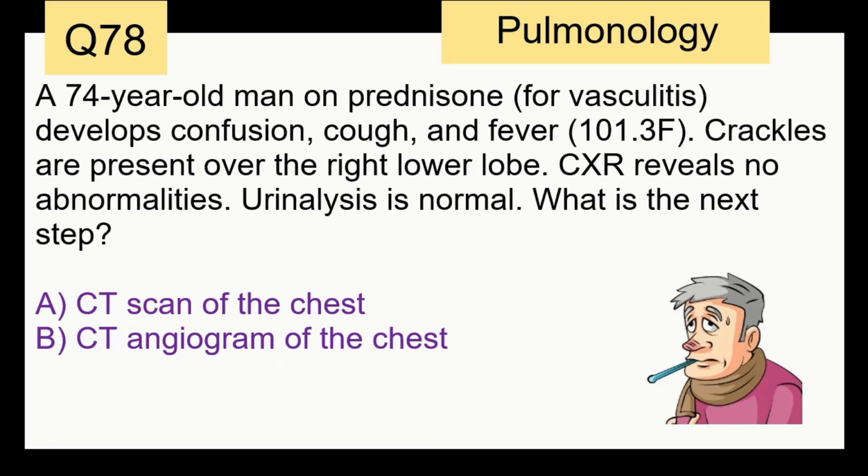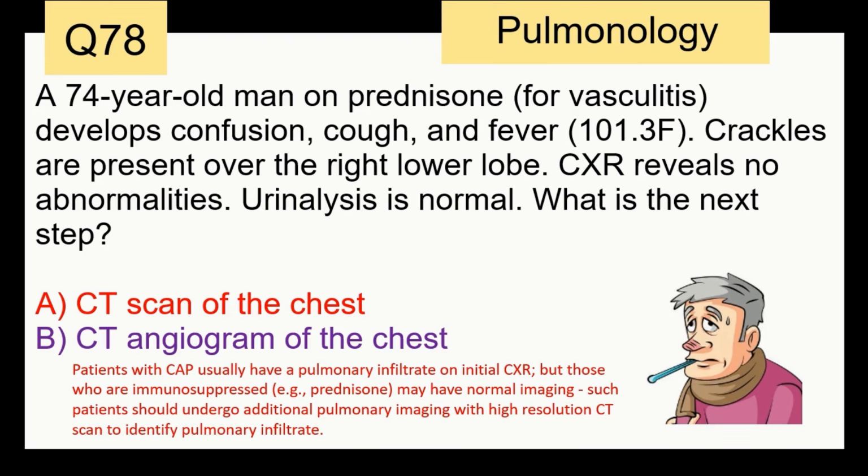78. A 7-year-old man on prednisone for vasculitis develops confusion, cough, and fever. Crackles are present over the right lower lobe. Chest x-ray reveals no abnormalities. What's the next step? So here we want to get a CAT scan of the chest. It could be that the chest x-ray reveals no abnormalities because he's on prednisone, and that causes immunosuppression, but there's actually maybe a pulmonary infiltrate that we need to identify with a CAT scan. The next step would be to get a CAT scan.